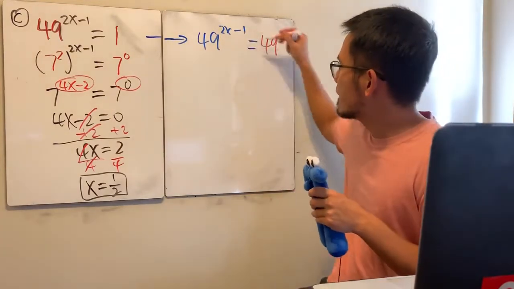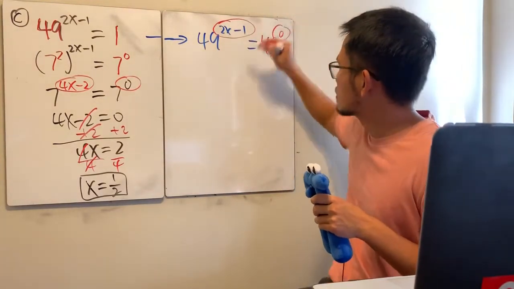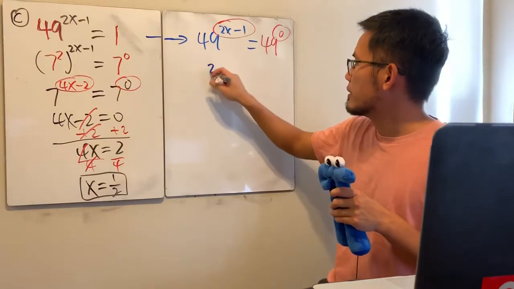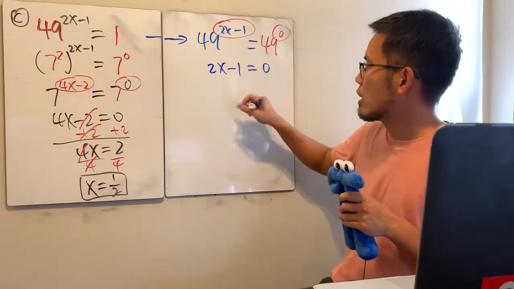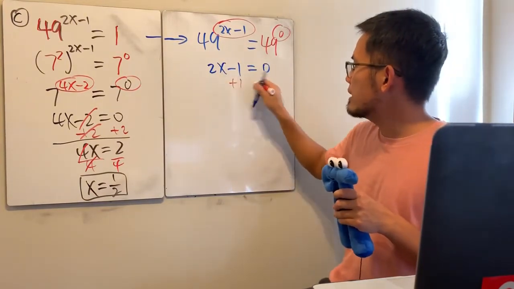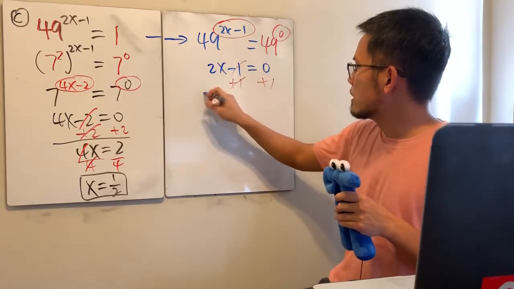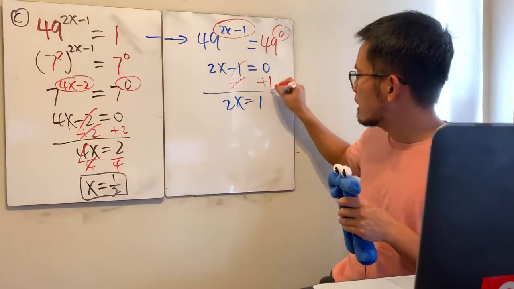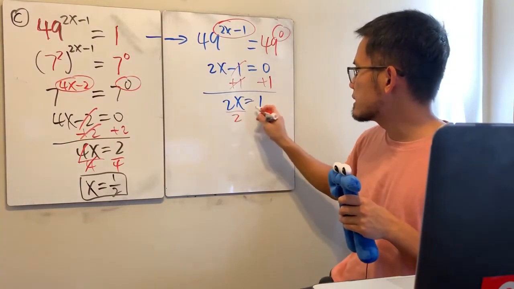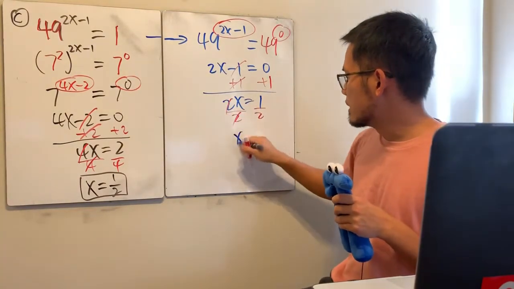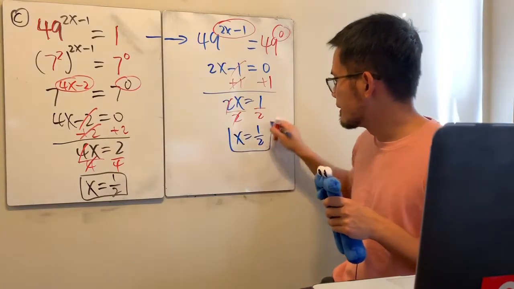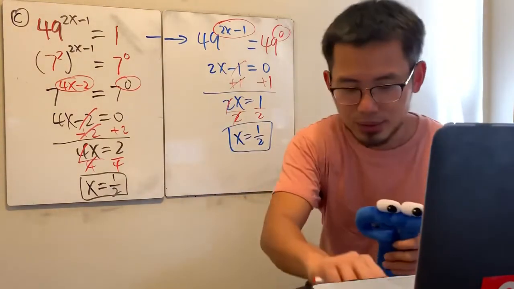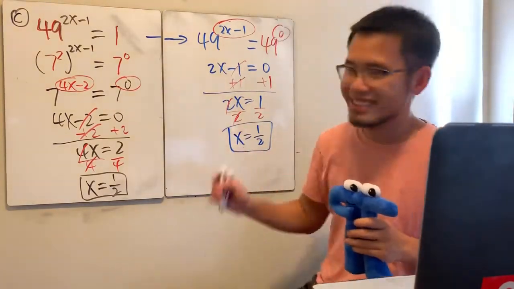And then again, we see the bases are the same, so we can just say this has to be the same as that. Continue, 2x minus 1 is equal to 0, bring the 1 to the other side. So we see 2x is equal to 1, and lastly, as usual, divide the 2 on both sides, so we get x equals 1 half. Much quicker, actually. Well, actually, not that much quicker, but quicker, of course.